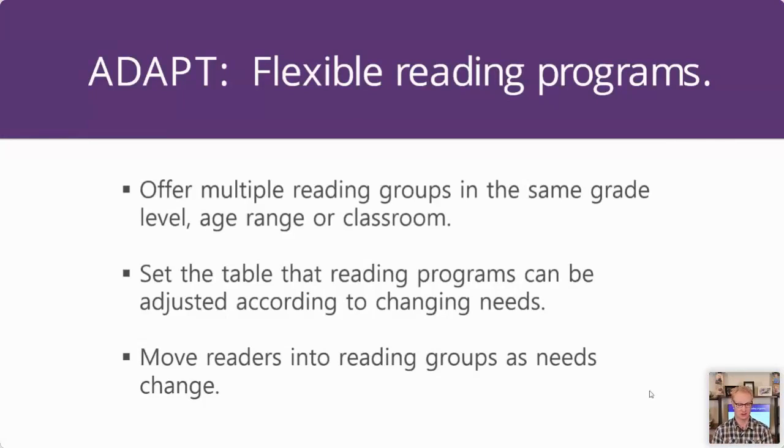And if you set the table with your readers and tell them, this is the way the reading program is set up now, we're going to see how everybody does, and then we're going to move you to different reading groups according to how you perform. And when you set the table that things are adaptable and changing, number 1, you indicate to your population or your constituents that you are following them and you care about what they do. And number 2, you're meeting them where they are and following them and helping them progress.